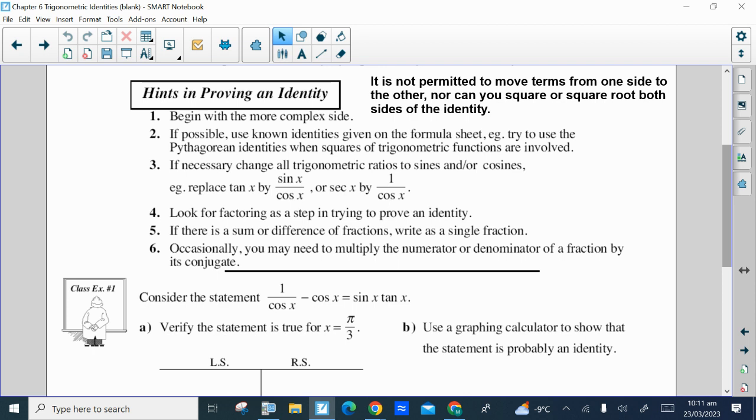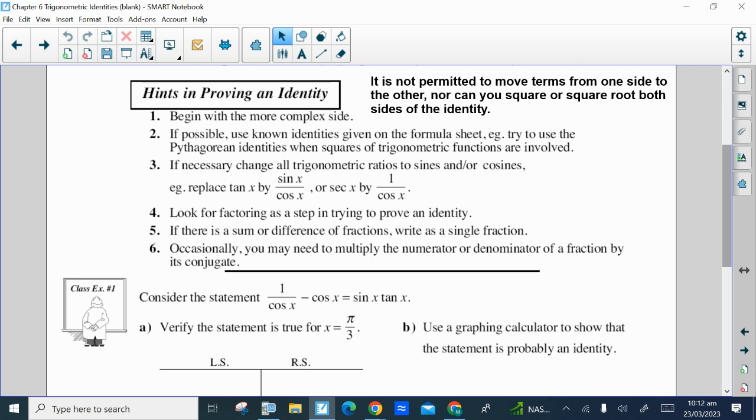So some hints. Normally we begin with the more complex side first. If possible, we use known identities that are given on the formula sheet. For example, that Pythagorean identity would be one example of things that are on the formula sheet. And these Pythagorean identities will be used normally when you see that you have squares of a trig function. Sometimes you might need to change all trig functions or trig ratios to either sine or cosine. For example, you might replace tangent with sine over cos, or you might replace secant with 1 over cos.